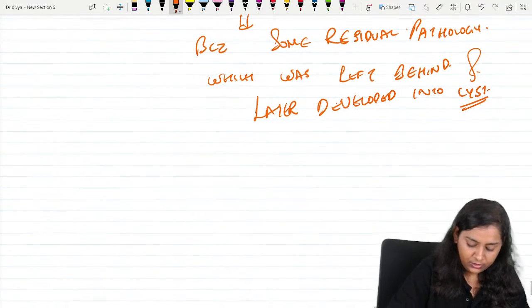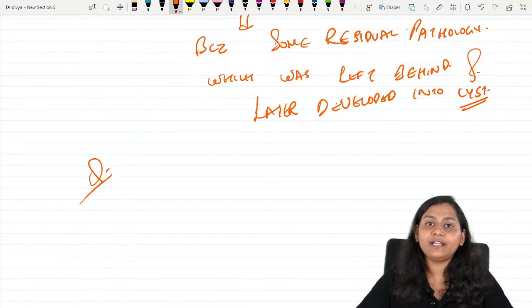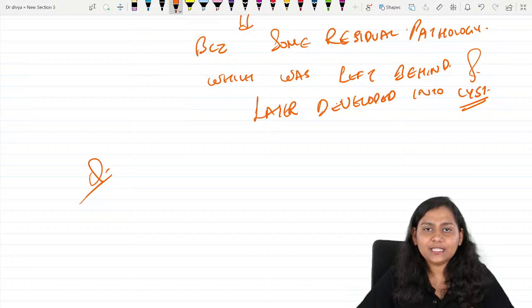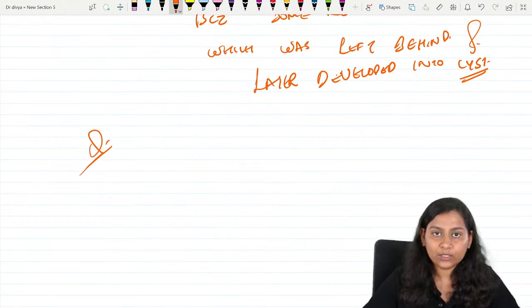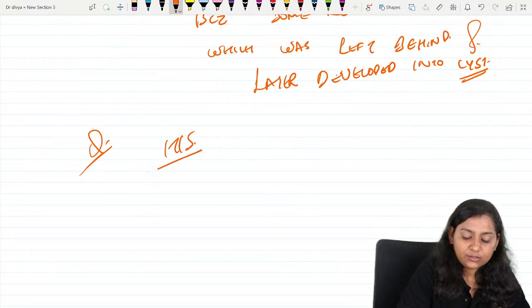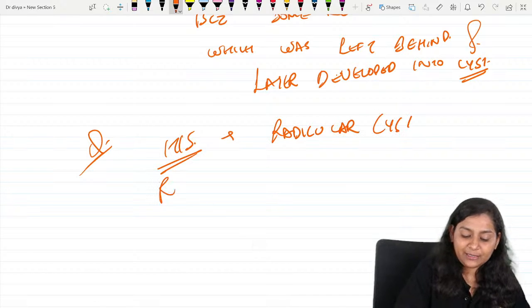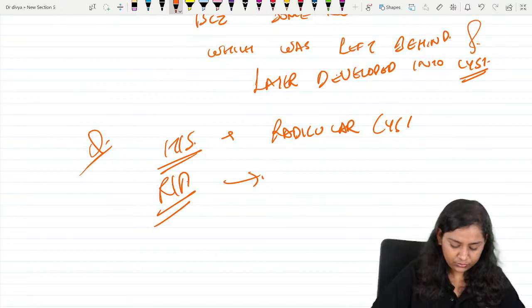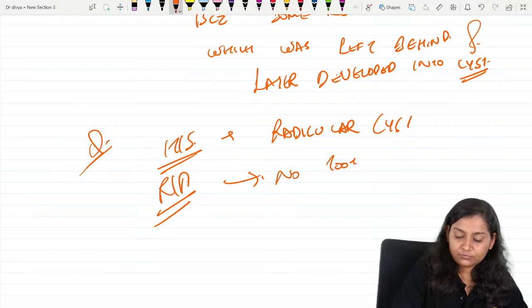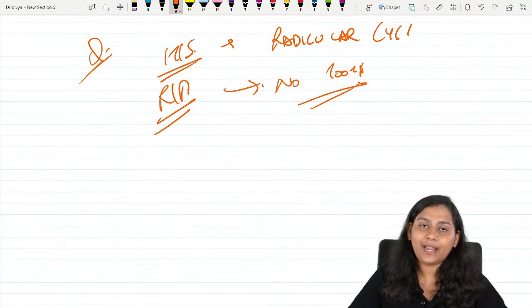Okay, now a question can be asked: a well-defined radiolucent lesion seen and associated with an extracted tooth. So the answer will be residual cyst. Histopathology will be the same as radicular cyst, while radiographically, tell me what will be the radiographic feature? No tooth, because there is absence of the tooth. No tooth. So this finishes your radicular cyst.